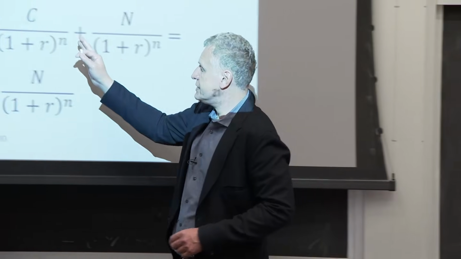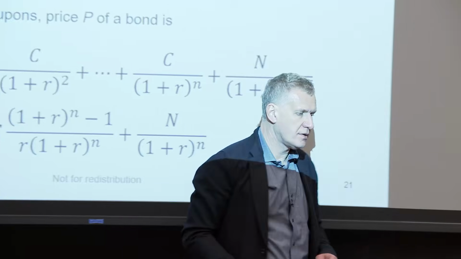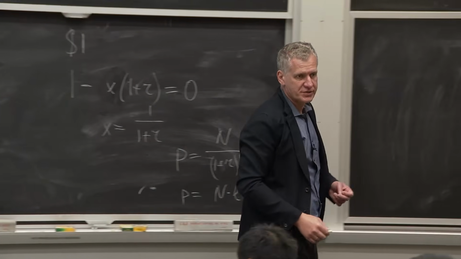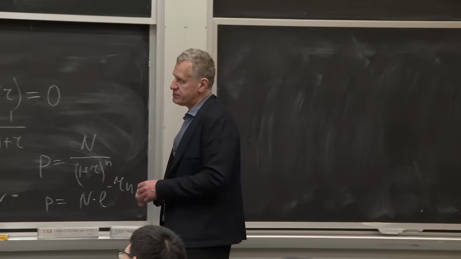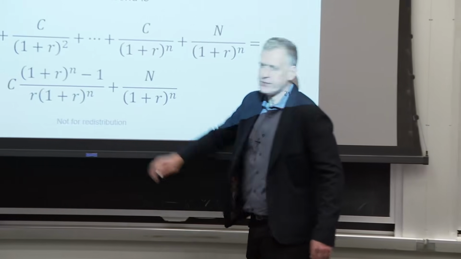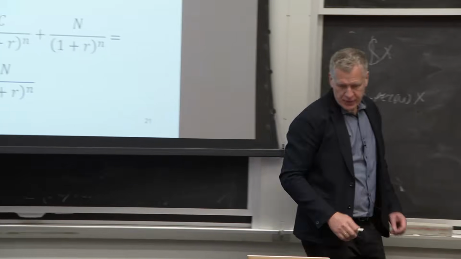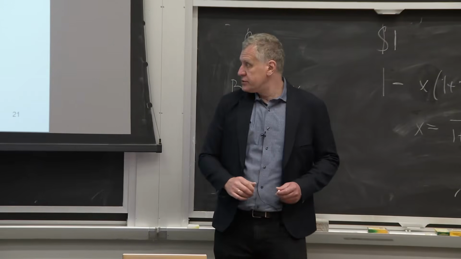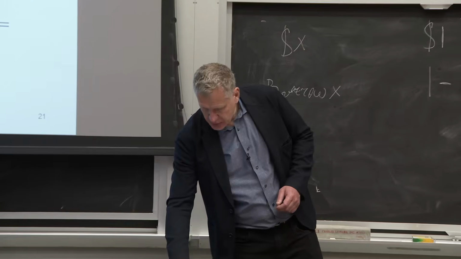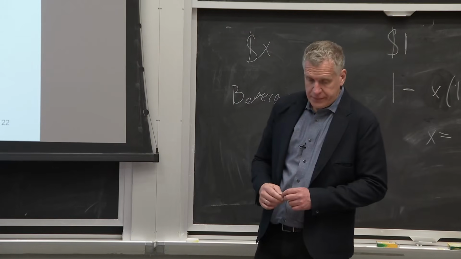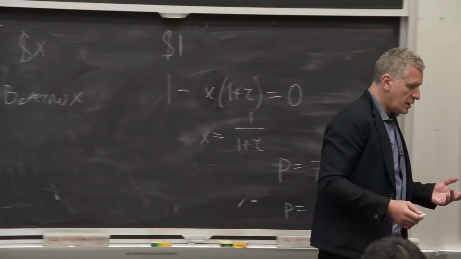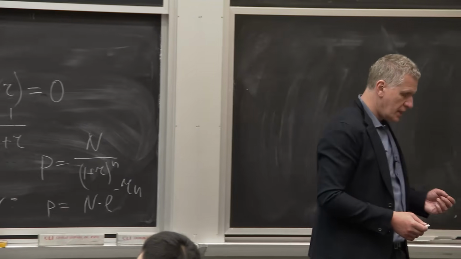And can we sum this up? Well, sure, that's a geometric sequence, right? Everybody can sum up a geometric sequence, and that's what you get. And that's the value of the bond. Now, the bonds are traded on the markets. There are prices of the bonds.